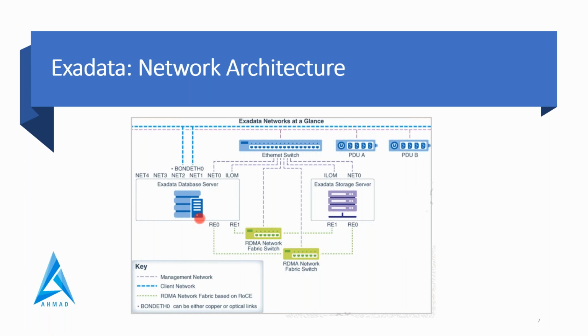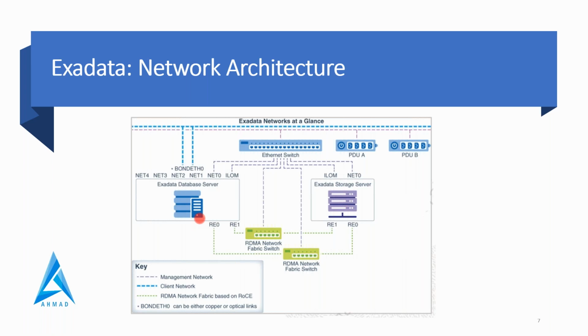And RDMA over ROCE network fabric is available starting with Oracle Exadata Database Machine X8M. So please remember this line also. And all networks must be on distinct and separate subnets from each other. For better security, the management network should be isolated from all other networks.